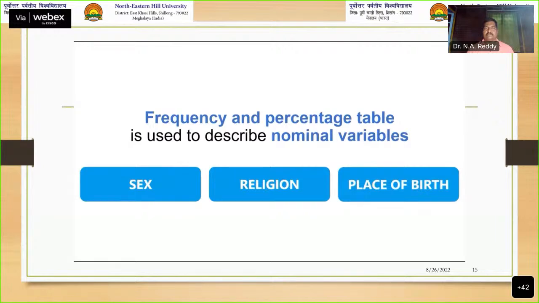In creating a frequency and percentage table, all you need to do is to identify the possible data associated with your variable. For example, sex, which data are either male or female, and count how many times these data occurred in your dataset. That is the frequency. Then divide these numbers by the sample size and multiply by 100 for percentage.